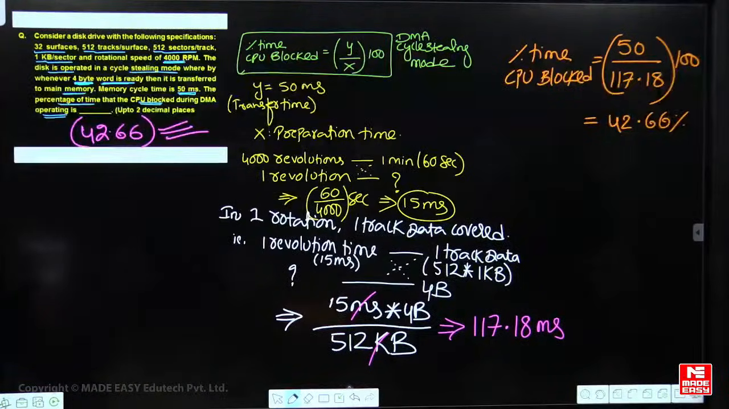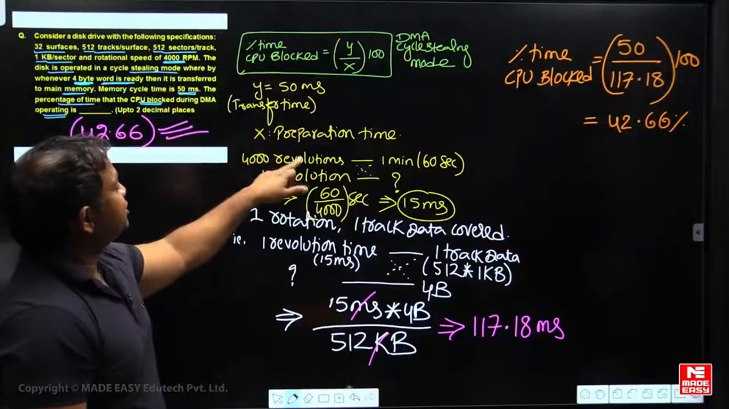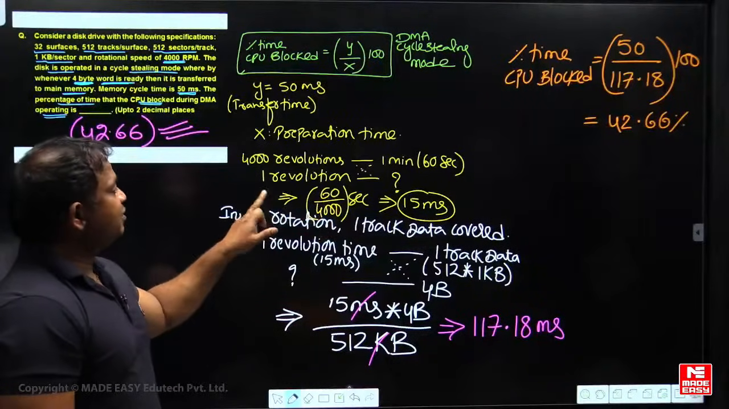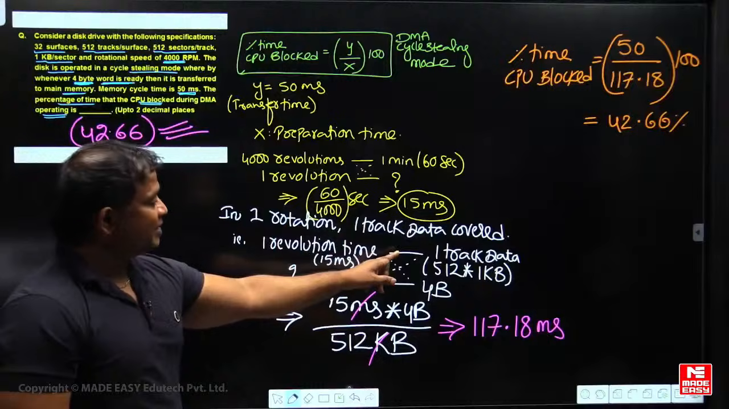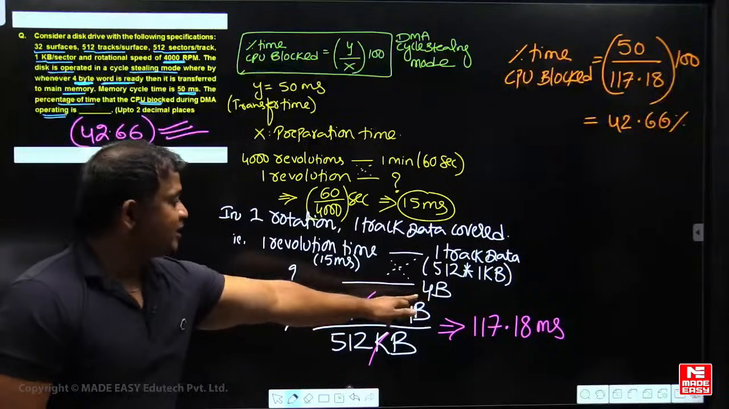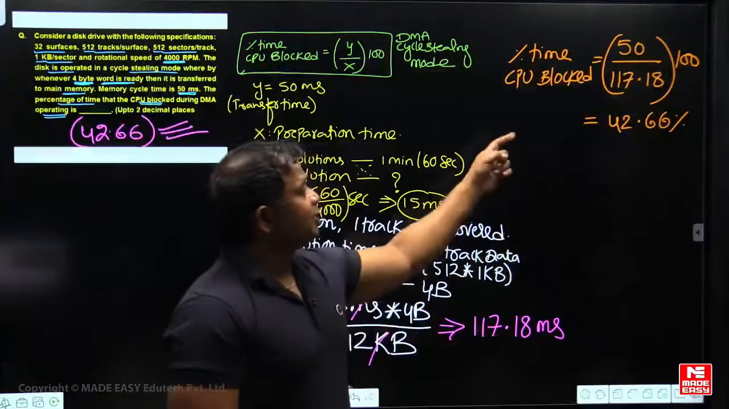Okay, students, this is the DMA related question. DMA cycle stealing mode: transfer time is already given, and preparation time is calculated based on the disk. Disk revolution time is calculated. In one revolution, one track of data is covered, but we need 4 bytes of data. How much time is required to prepare 4 bytes of data? Then y upon x.